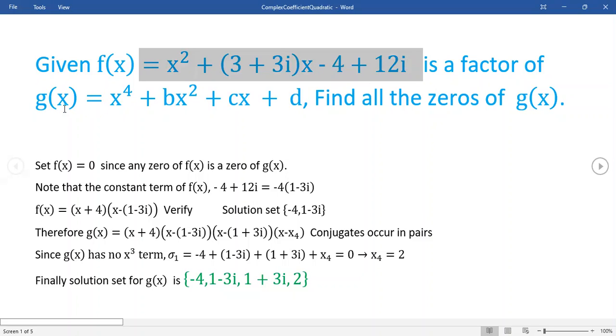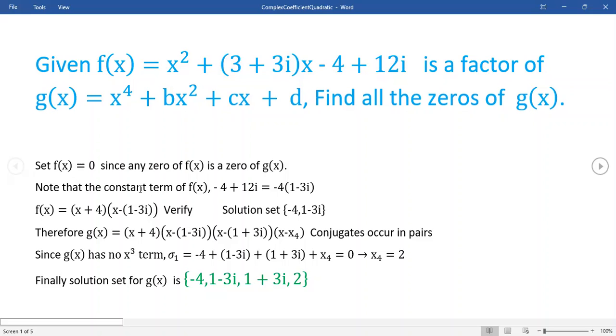It's a factor of g of x, and that means that if this is a factor of g of x, all of its zeros are going to be zeros of g. That's what I said right here. We're going to set f of x equal to 0 because that'll allow us to locate its zeros, and then those zeros in turn will be half of the zeros for g of x. So we set f of x equal to 0, since any zero of f of x is a zero of g of x, owing to the fact that f of x is a factor of g of x.